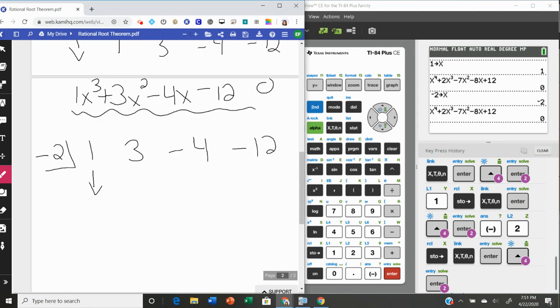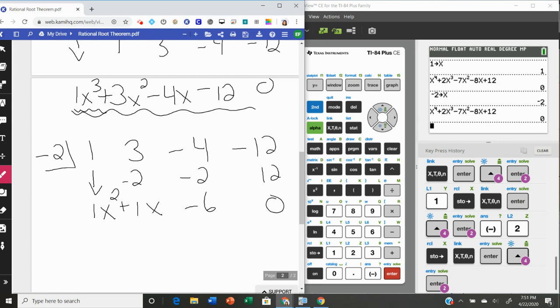So I'm going to bring down my 1. So -2, +1, -2, -6, +12, 0. 1 less degree than what I started with. Here I had a cubic. So that means here is my quadratic.